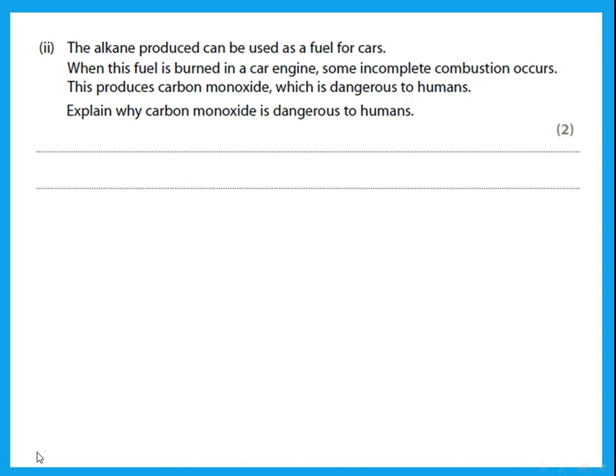And you remember why carbon monoxide is dangerous? We say it is dangerous because it is toxic or poisonous. And why is it toxic? Because it reduces the capacity of blood to carry oxygen.